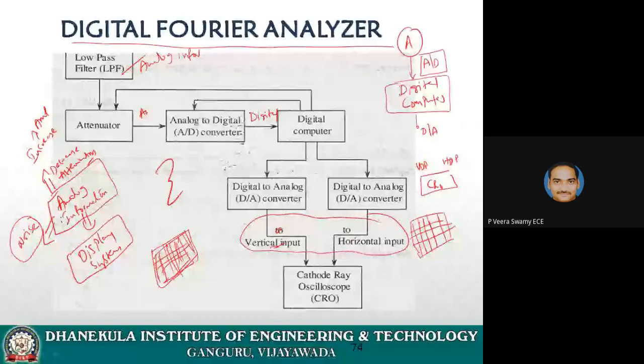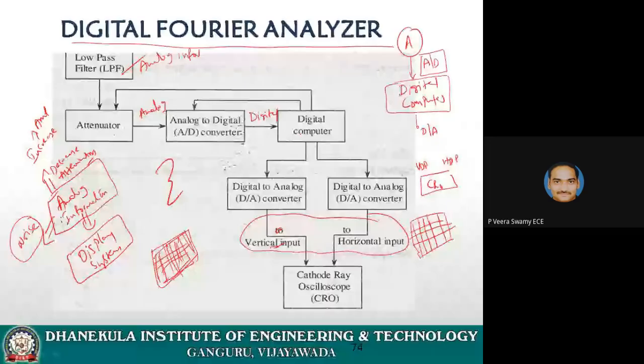This digital computer has command over the analog to digital converter and attenuator. So this is only input, and this digital computer's command is on the analog to digital converter and attenuator. That means this digital computer is able to control the attenuator and analog to digital converter. So here, if you want to modify, the first thing here is memory.